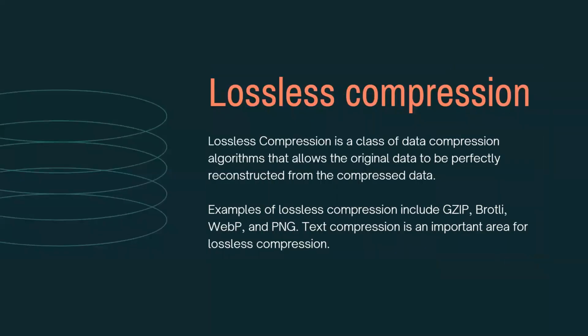Next is lossless compression. Lossless compression is a class of data compression algorithms that allows the original data to be perfectly reconstructed from the compressed data. Examples of lossless compression are PNG, text compression, and zip. Lossless compression methods are reversible. It is used where it is important that the original and the decompressed data be identical, and where deviations from the original data would be unfavorable.